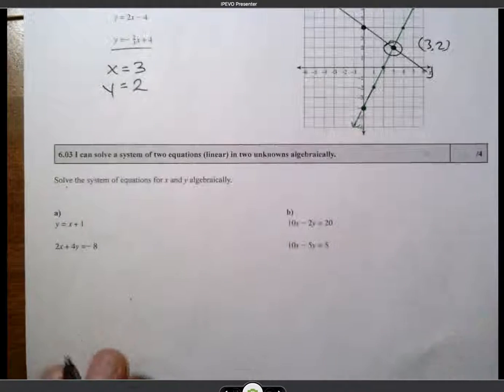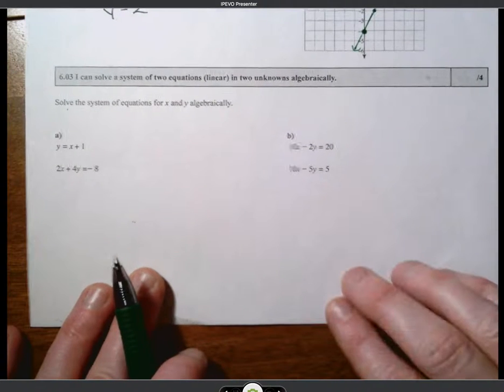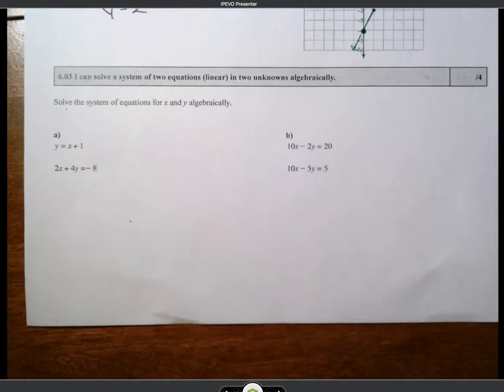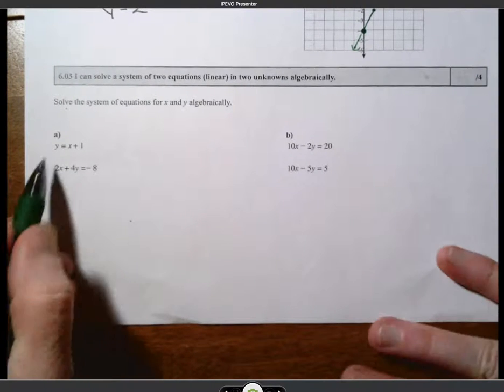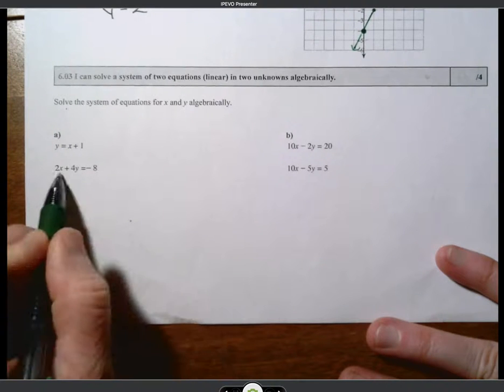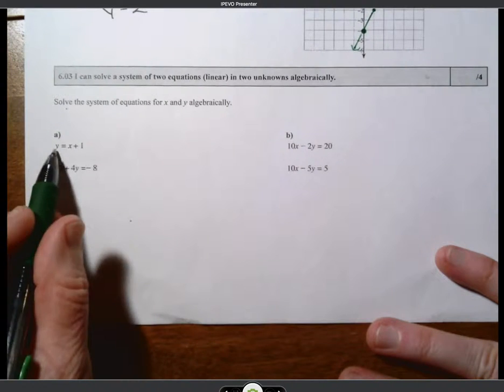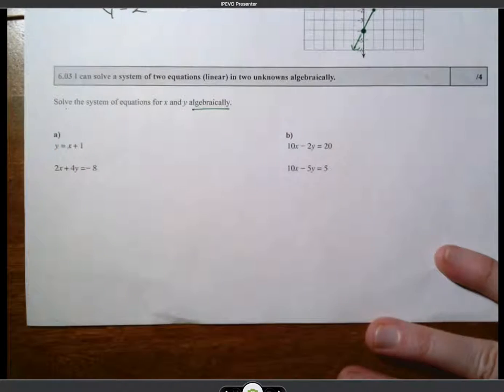All right. I can solve a system of two equations in two unknowns algebraically. All right, so let's see here. We've got y = x + 1 and 2x + 4y = -8. This is nicely set up for substitution, right? We're being asked to do it algebraically.